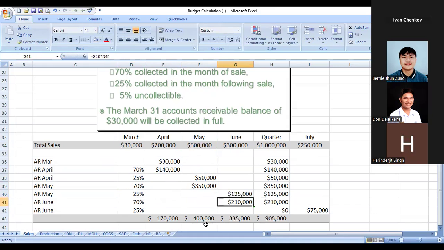Yeah. And what's going to happen? What else are we going to collect in June? We're going to collect the 70% of the June sales. So as you can see, in June our sales will be $300,000, but we're going to collect $335,000. So for the quarter, our sales will be $1,000,000, but we're going to receive only $905,000 cash.